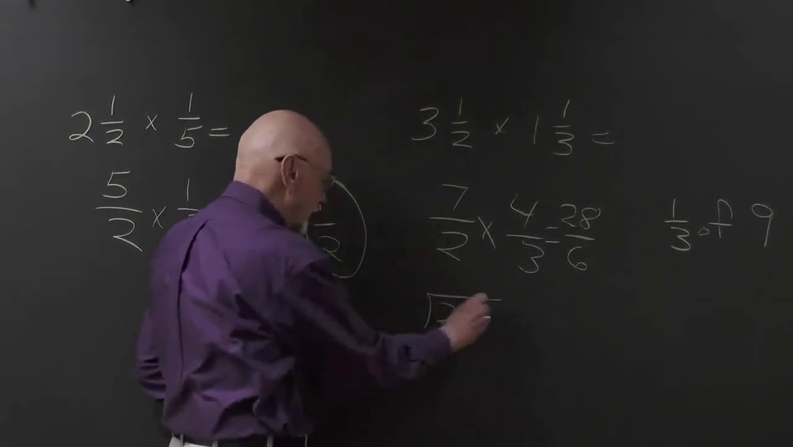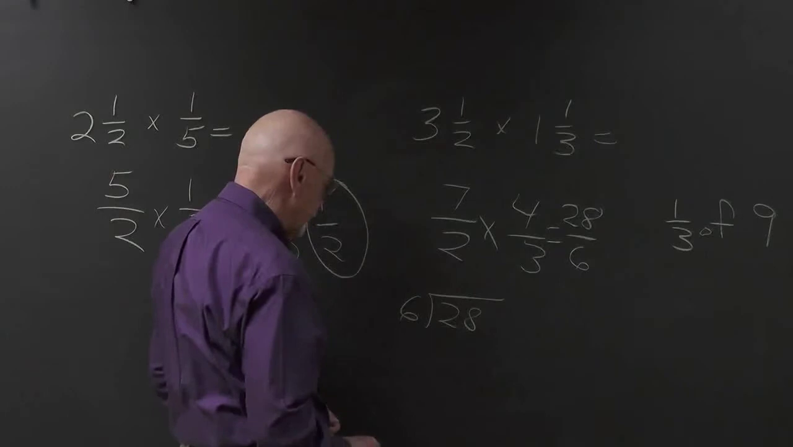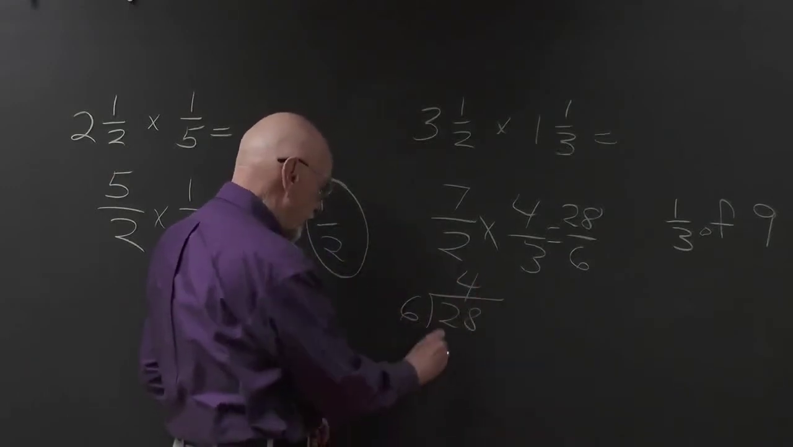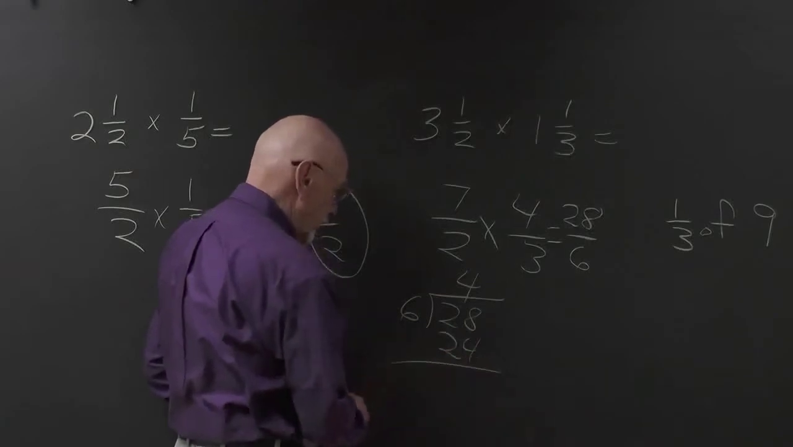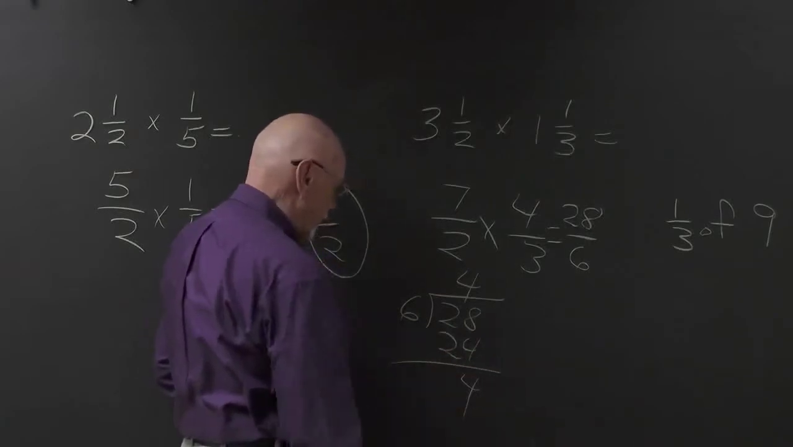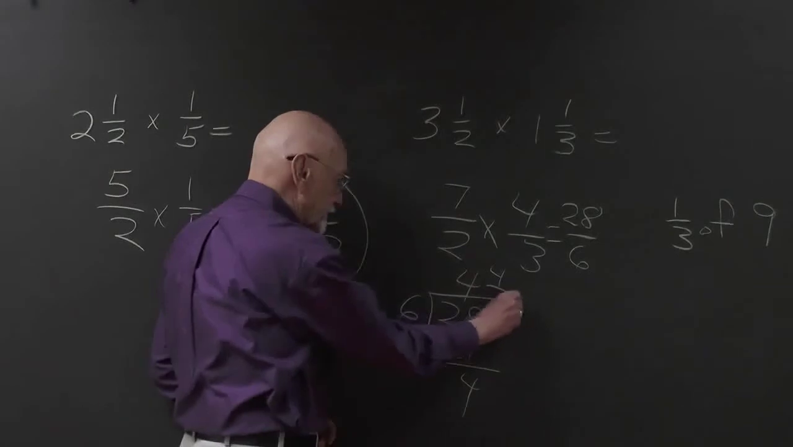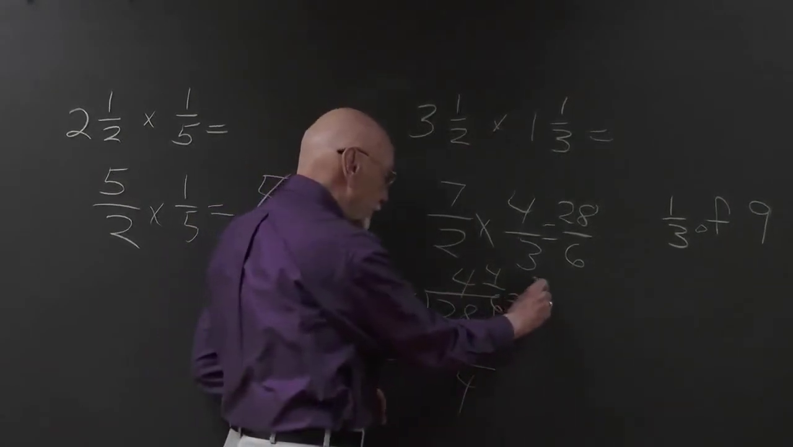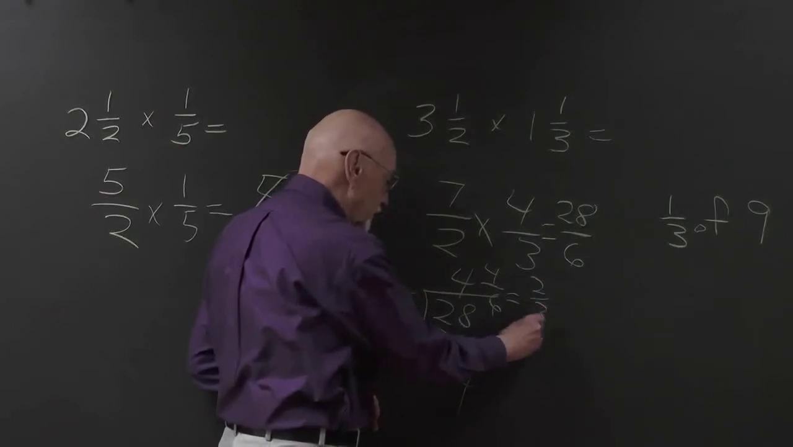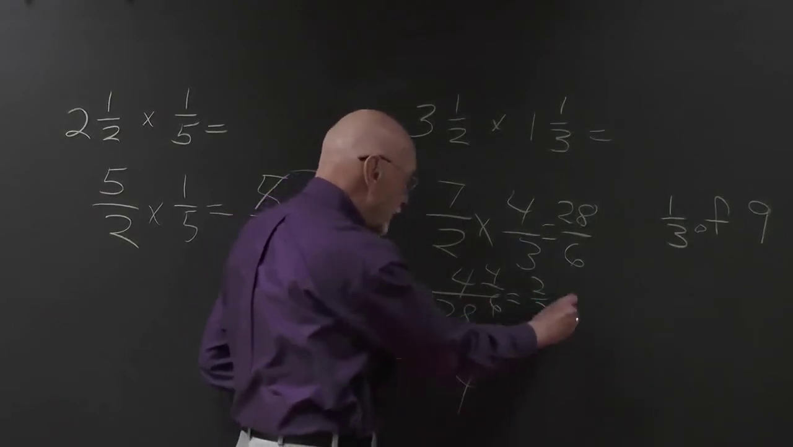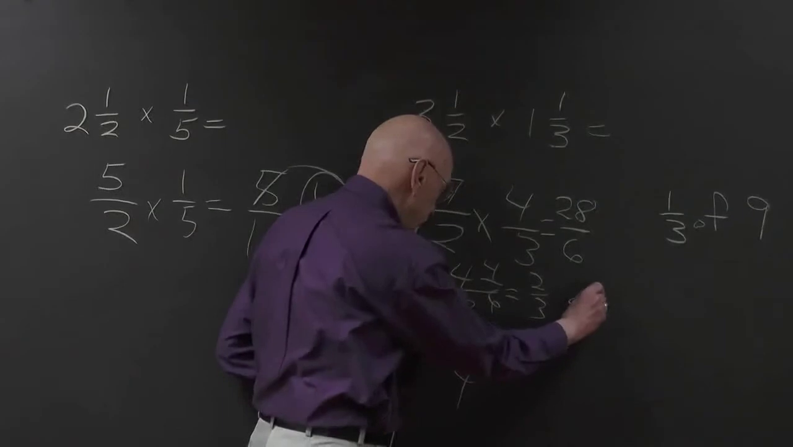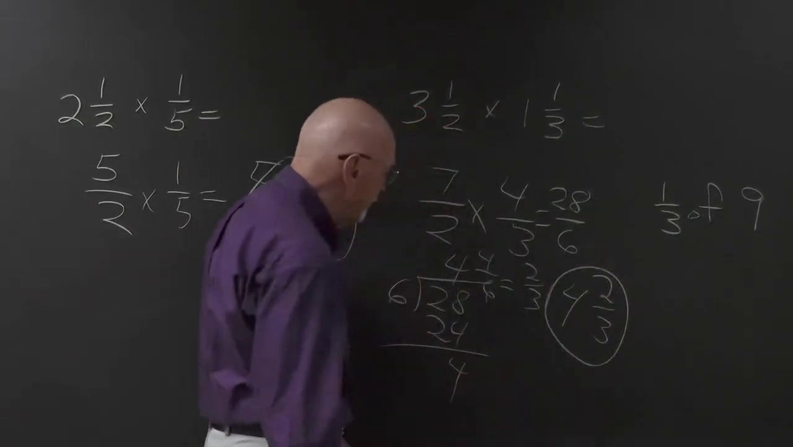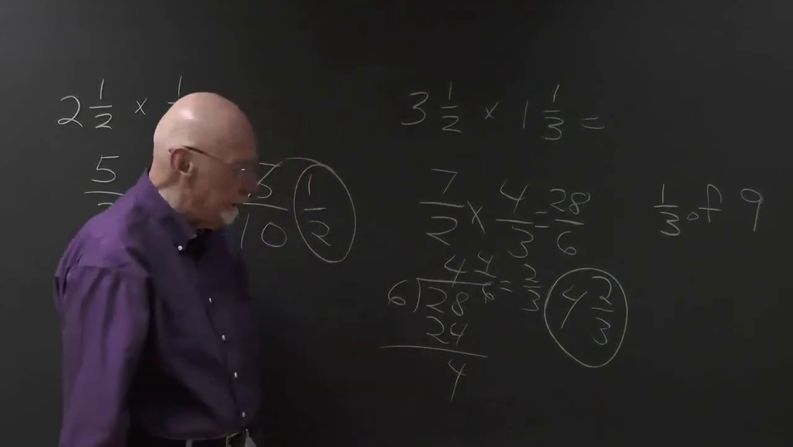28 divided by 6. And that looks like we'll start with 4, 24. We'll subtract and get 4. 4/6, which we can then reduce. 2 into 4 goes 2 times. 2 into 6 goes 3 times. So this one would be 4 2/3. All right.